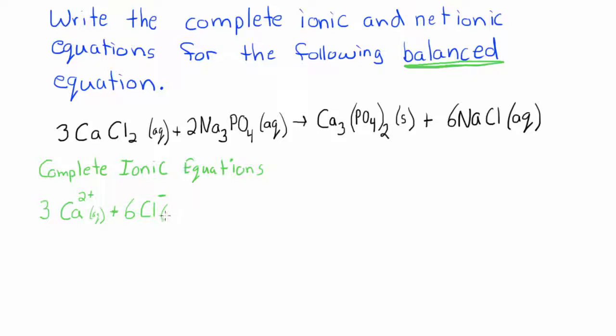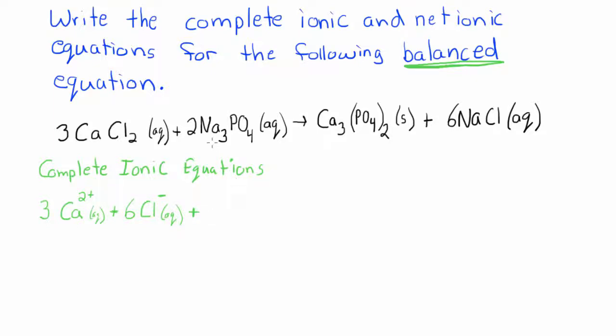Okay, so a lot of students make the mistake of writing 3Cl2, but that's not right. Cl does not float around as a Cl2, it floats around as just Cl. And there's 6 of them.